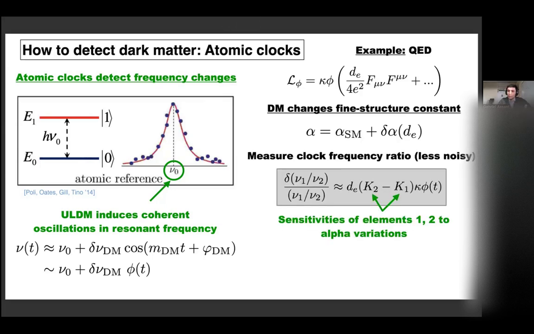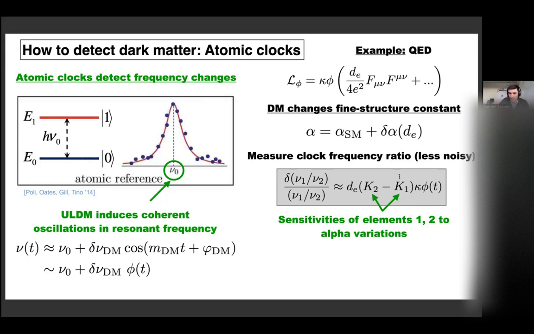And how you would proceed, if you're an experimentalist, if you want to have bounds on DE is very simple. You measure clock frequency ratios. This is less noisy than if you measure single frequencies. And you measure a ratio between frequencies for two different atoms, essentially, or two different elements. It doesn't have to be atoms, it can be ions, etc. It just has to have some electronic clouds that you know the properties of.